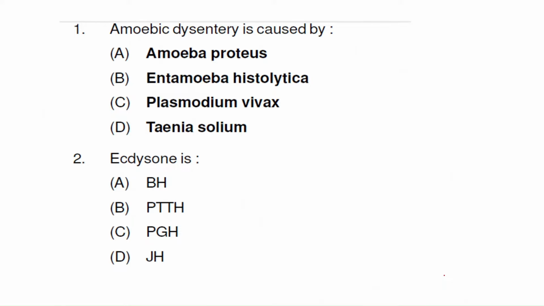First of all, question number 1: amoebic dysentery is caused by. The options are Amoeba proteus, Entamoeba histolytica, third is Plasmodium vivax, fourth is Taenia solium. The answer for this will be Entamoeba histolytica. Plasmodium vivax, we all know it causes malaria. Taenia solium causes taeniasis.